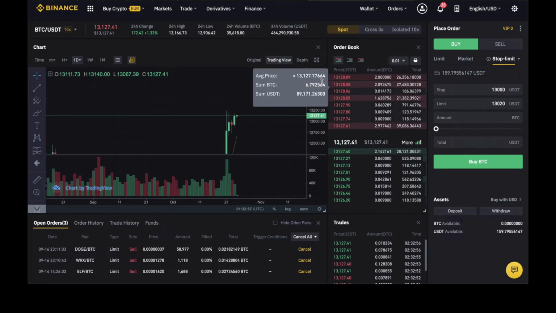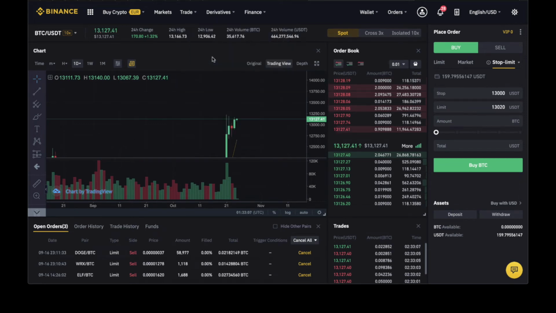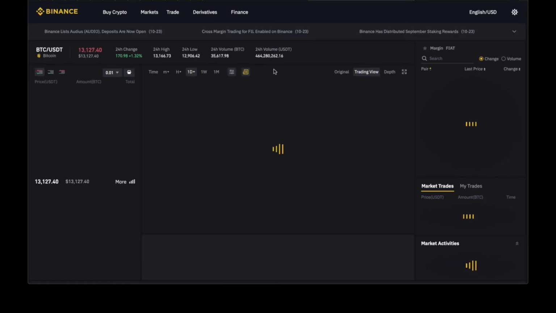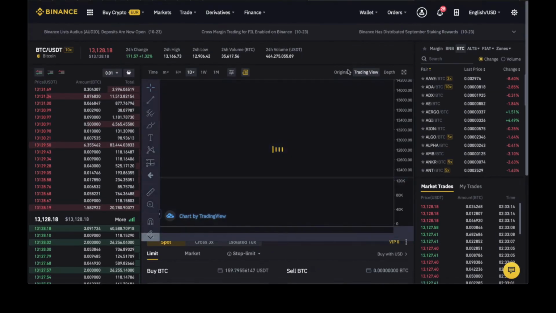What else? A different interface. So we don't want to be touching margin. This is the advanced interface, which we are using now. This is the simple interface. It really doesn't matter. It depends on what you want.